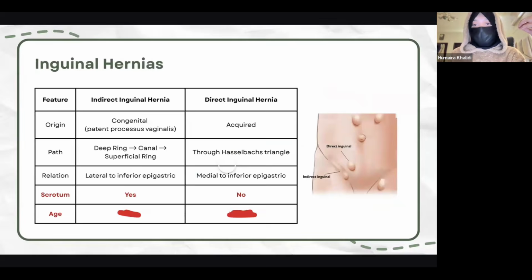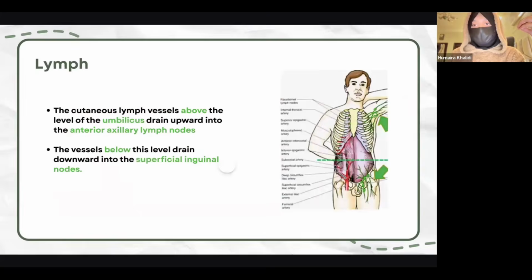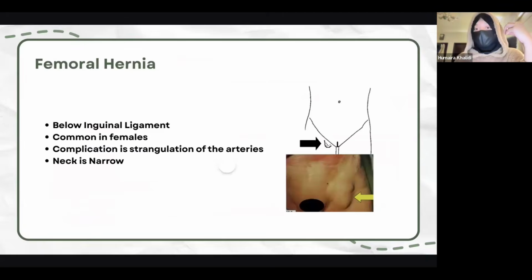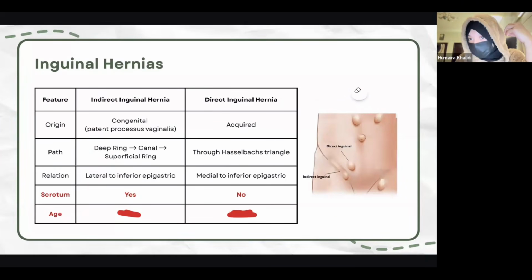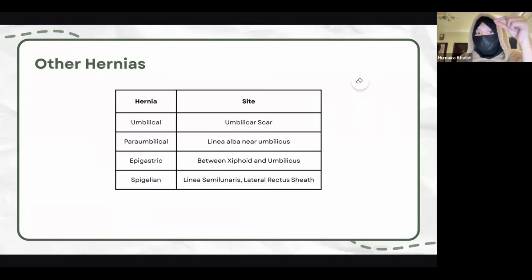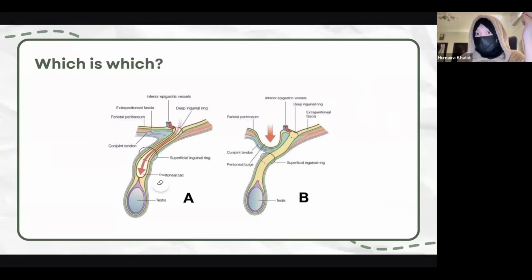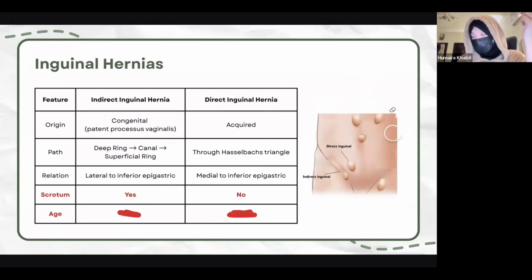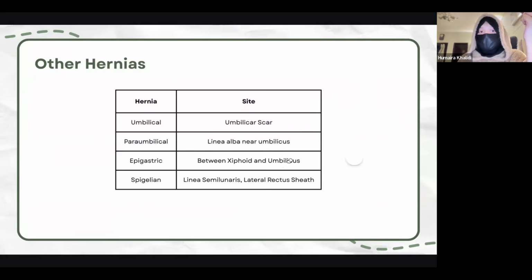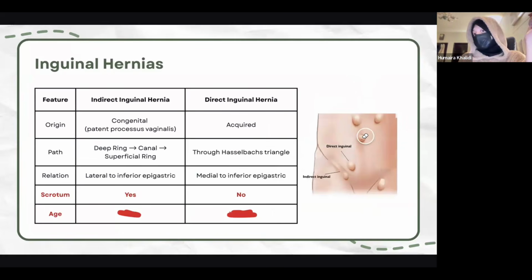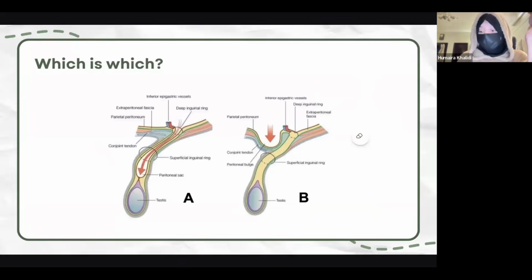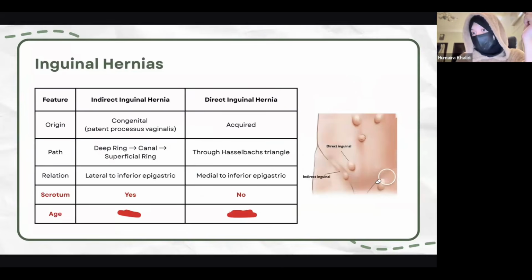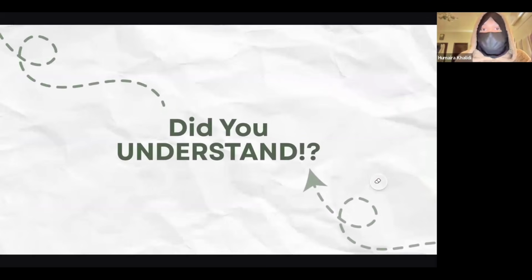Wait, I think I had added a picture. Okay, I probably did not. But okay, this is the perfect picture. If you would see it here, somewhere near the xiphoid process, that would be the epigastric one. The spigelian one would be here on the lateral border of the rectus sheath. And the periumbilical one is just near the umbilicus. The umbilical one would be on the umbilical scar, like this one. This is an umbilical hernia. This would be a femoral hernia because this is below the inguinal ligament. That is pretty much it.